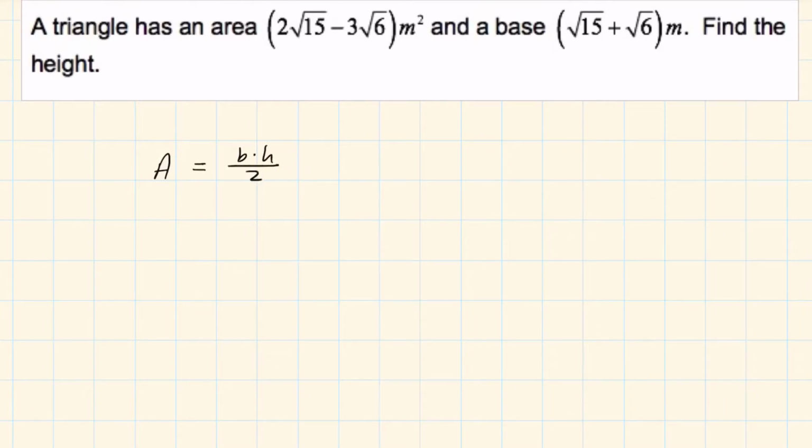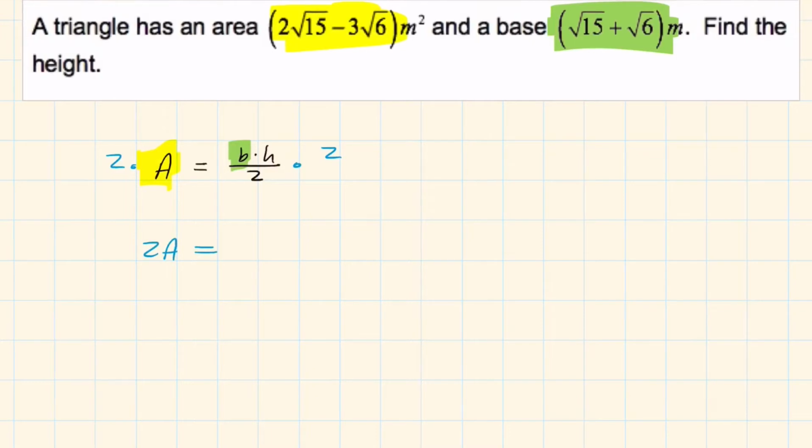So up above, we're given the area and we're given the base, so we can sub those in. What I want to do is solve this for the height. I'm going to multiply both sides of this equation by 2 and I get 2a equals b times h. Then I am going to divide both sides by b to get h by itself. And then we get a little formula for the height: height equals 2 times the area divided by the base.